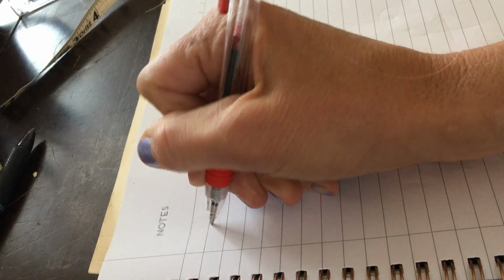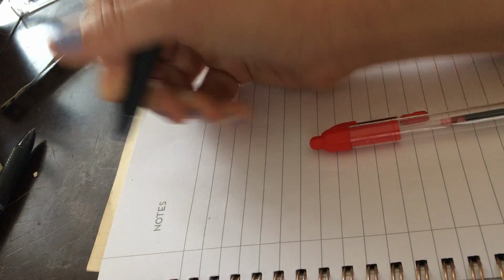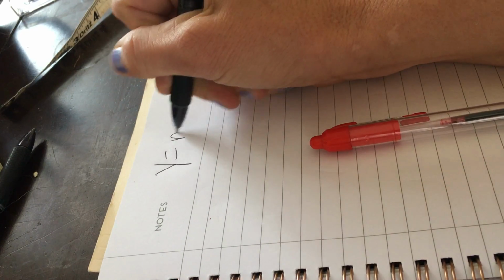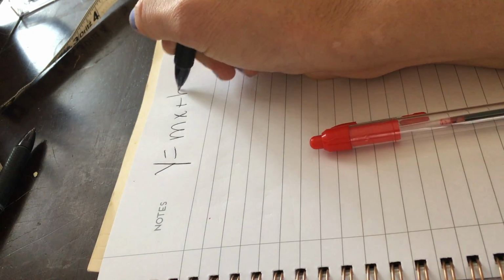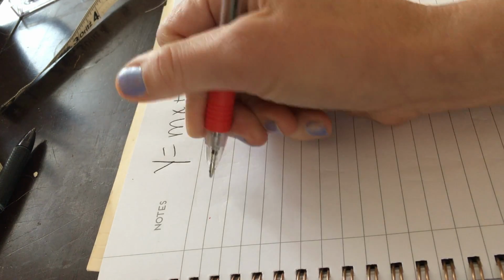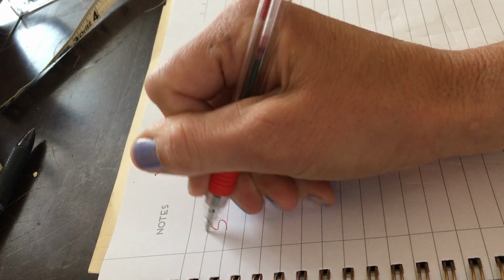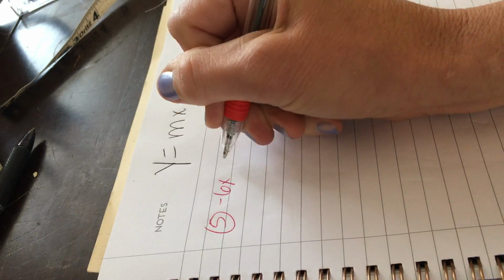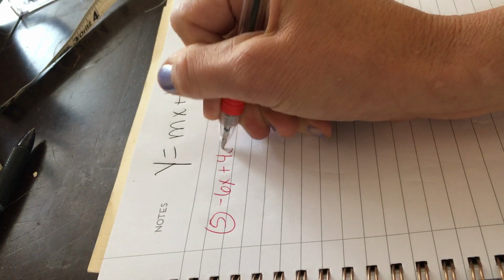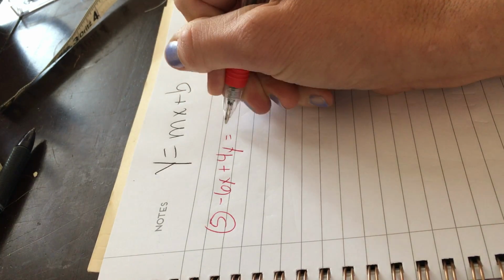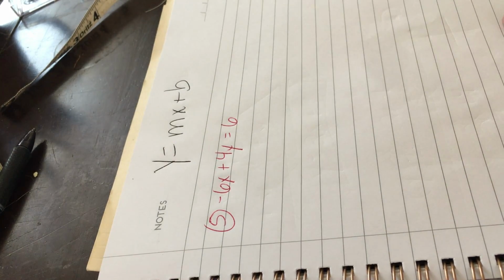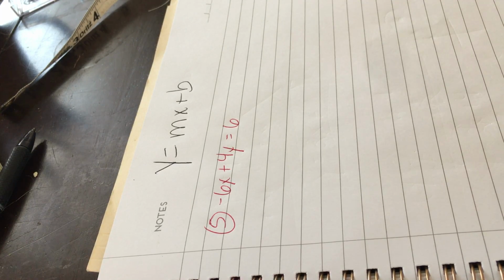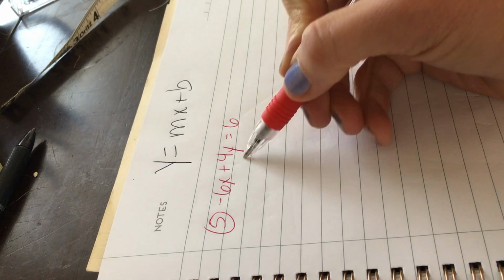Okay, so number 5 says, y equals mx plus b. And then number 5 says negative 6x plus 4y equals 6. Y always has to be by itself.